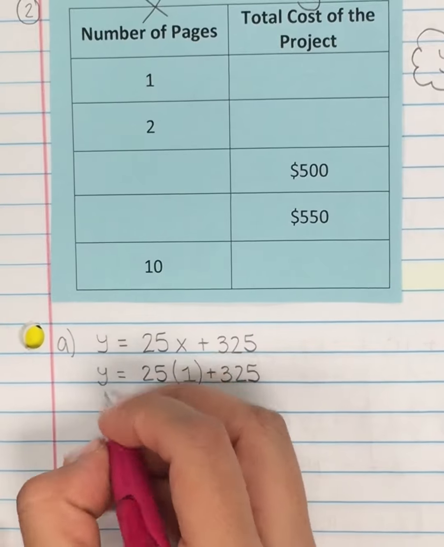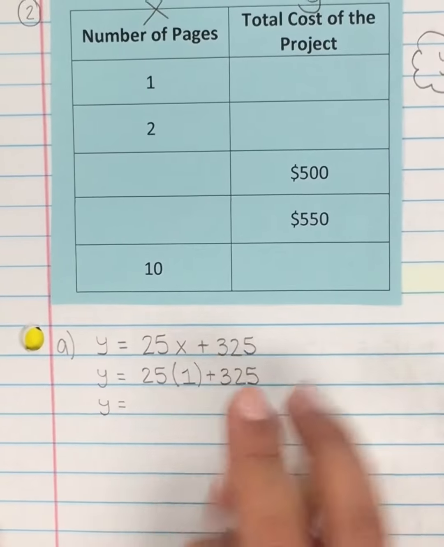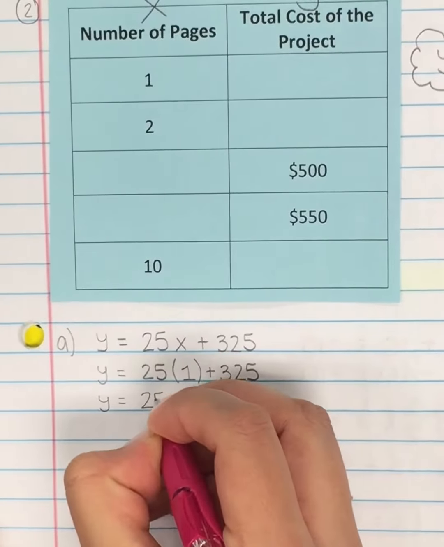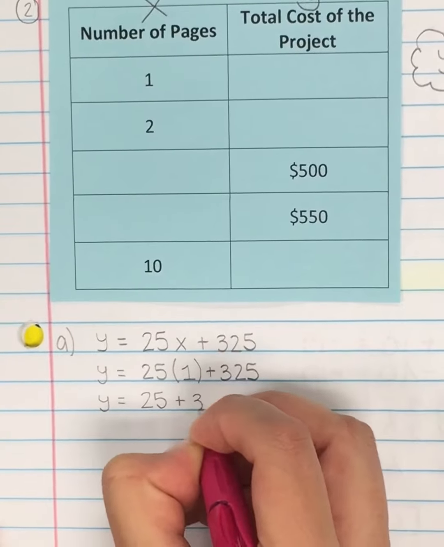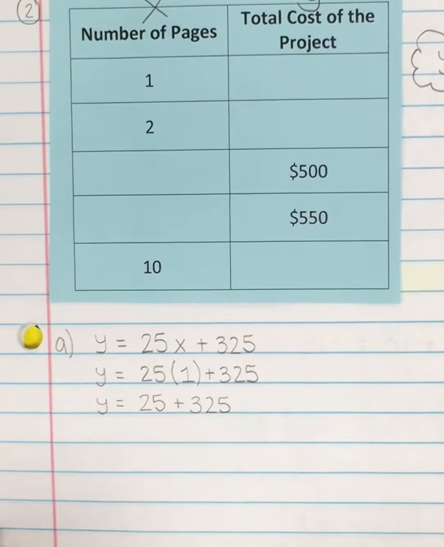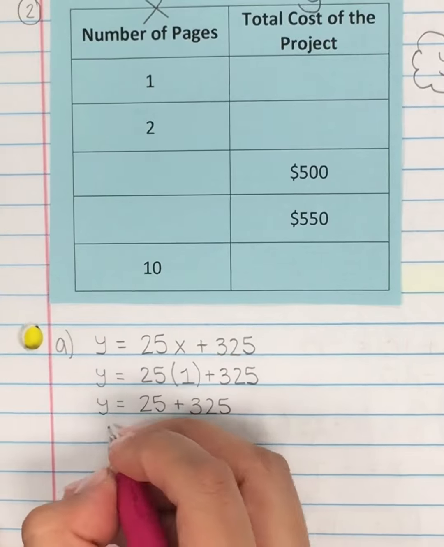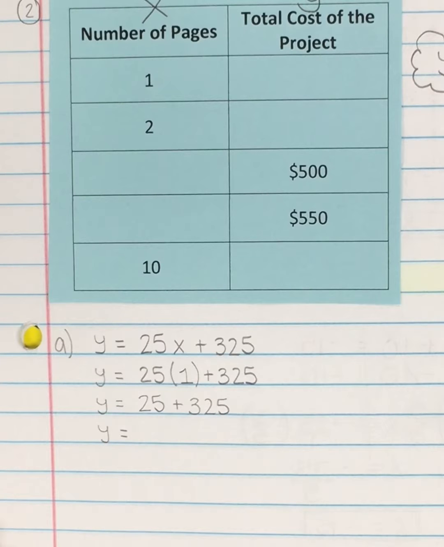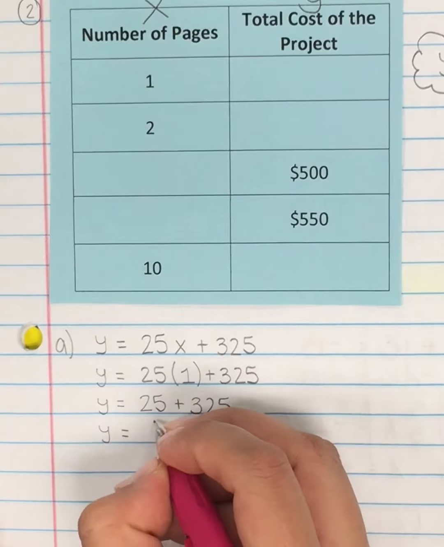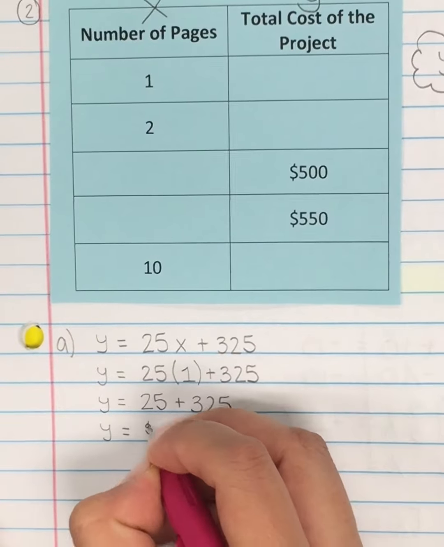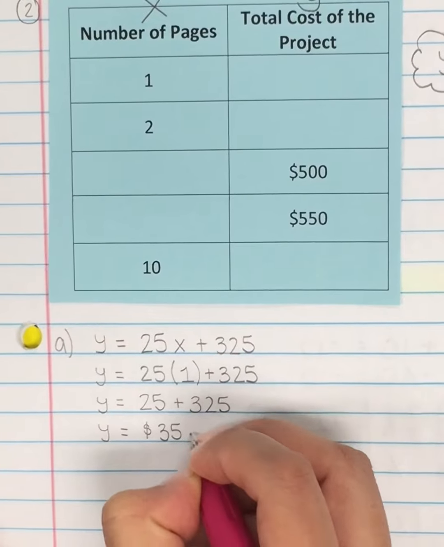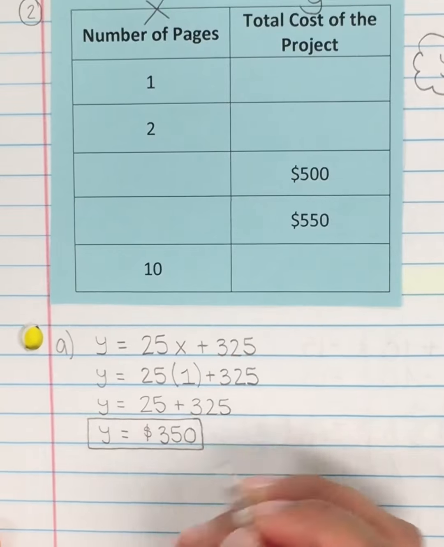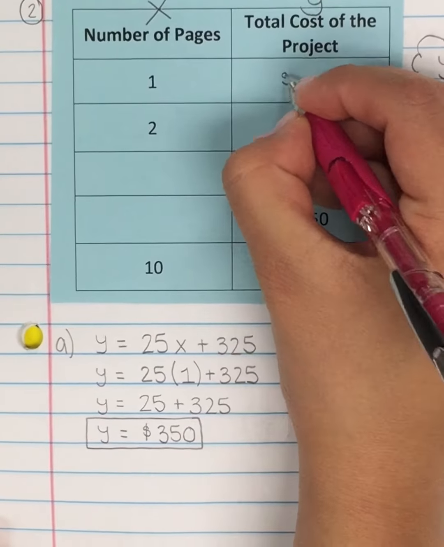And now all we have to do is solve. What is 25 times 1? 25, very nice. So last but not least, our answer is $350. Very good. And I can put a box around it because I'm done and put that value up here in my table.